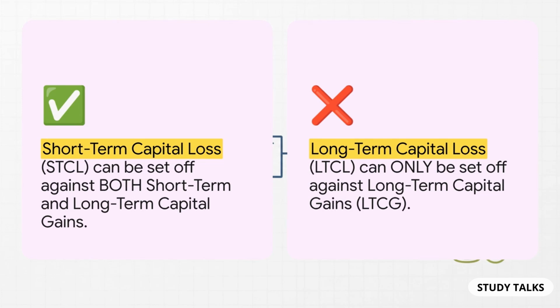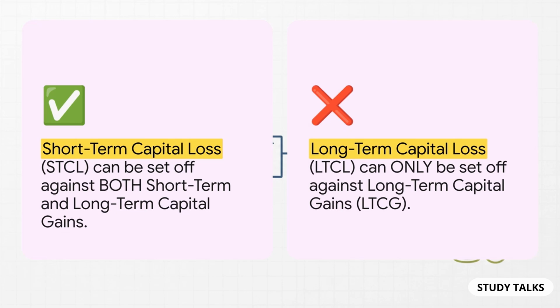Inside the capital gains family, there's a really important rule. A short-term capital loss is pretty friendly. It can be set off against both short-term and long-term gains. But a long-term capital loss? Oh, it's a snob, a total snob. It will only be set off against a long-term capital gain. It refuses to even talk to short-term gains.